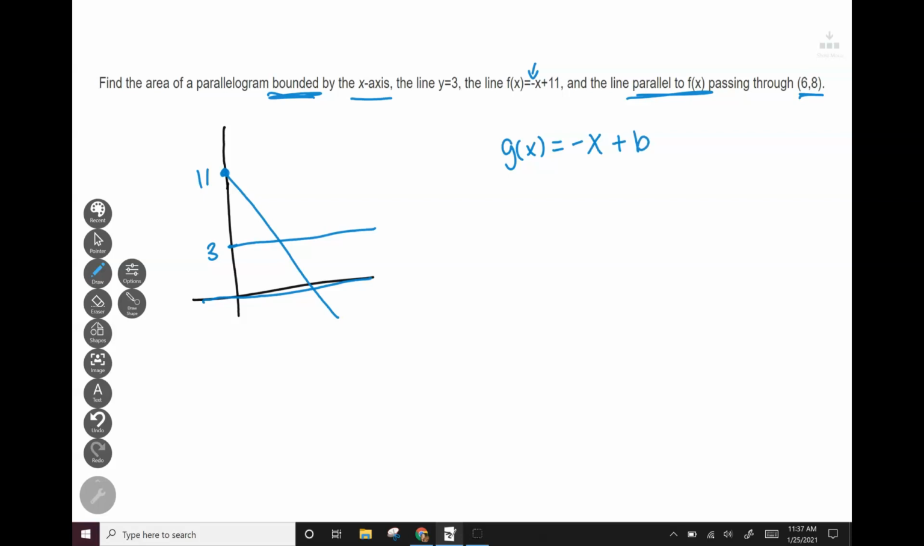So what you have to do is take the point that they gave you, (6, 8), and plug it in. So you've got 8 for y, 6 for x, so b is 14. So that last line is negative x plus 14. So the y-intercept is 14. Slope is the same as the slope of f of x, that negative x. They should look parallel on your graph.